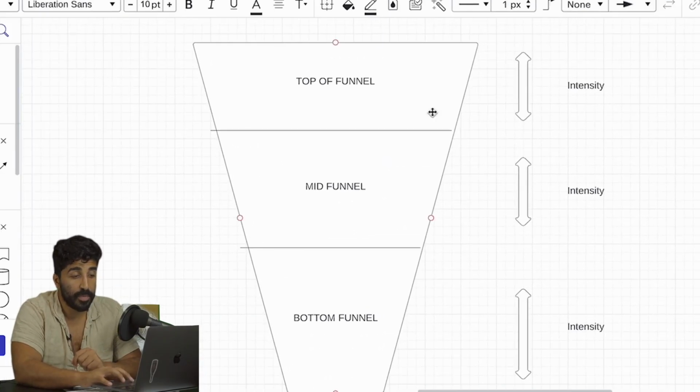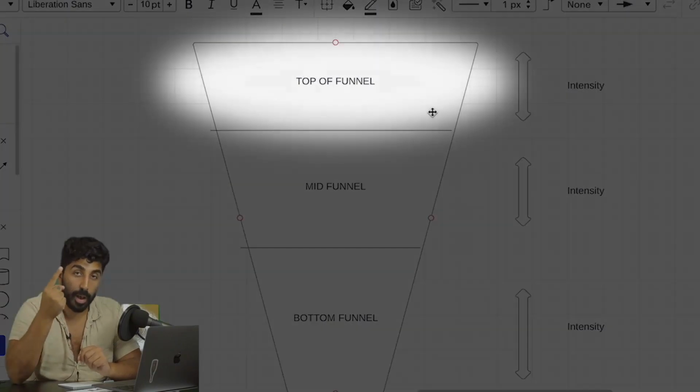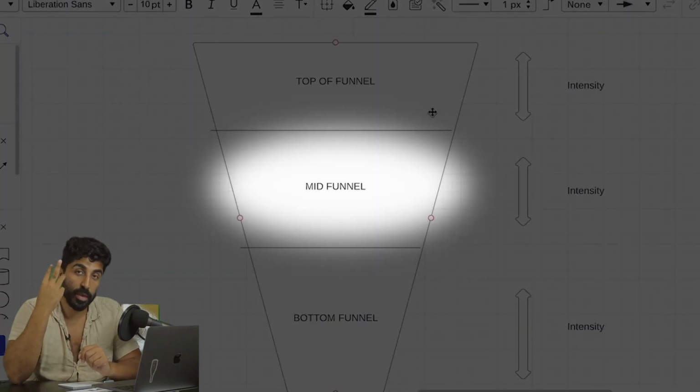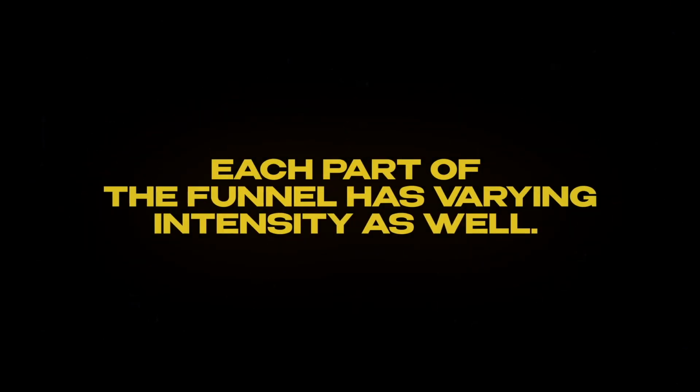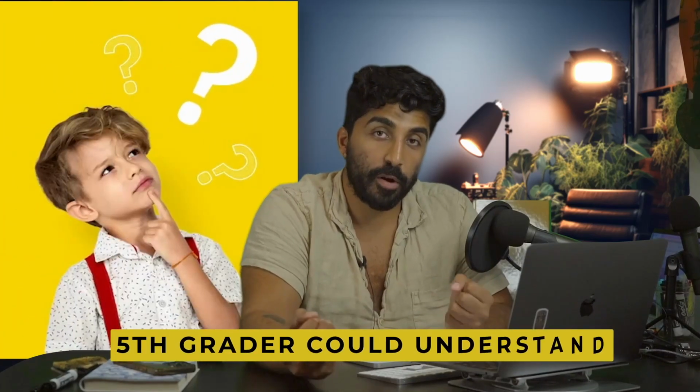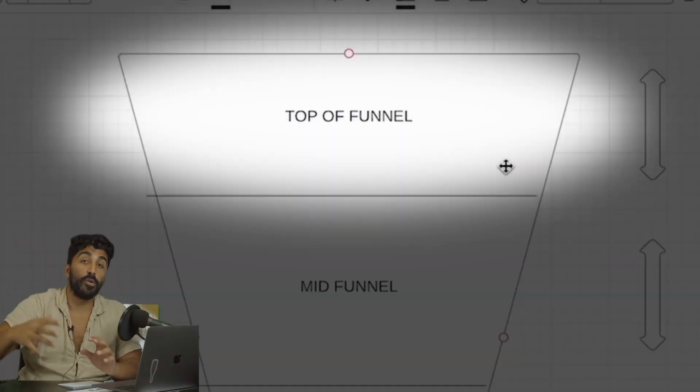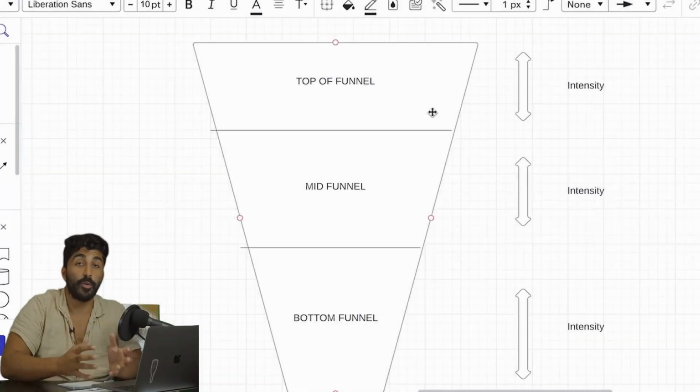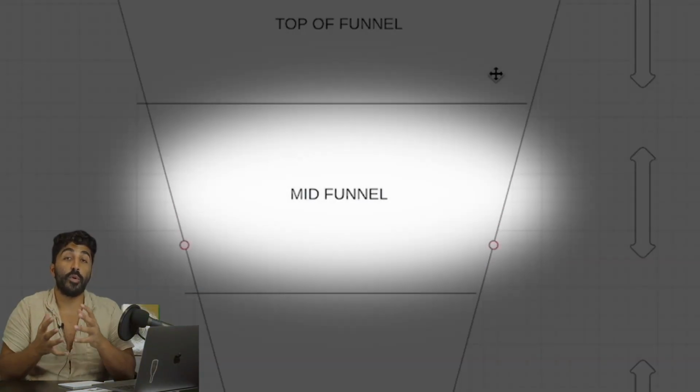So a sales funnel has 3 parts: top of funnel, mid funnel, and bottom funnel. Each part of the funnel has varying intensity as well. And let me explain this in words that a 5th grader could understand. At the top of the funnel is when a person is first hearing about you. Ideally, it's your target audience, but it could really be anybody. Mid funnel is when someone has already heard about you.